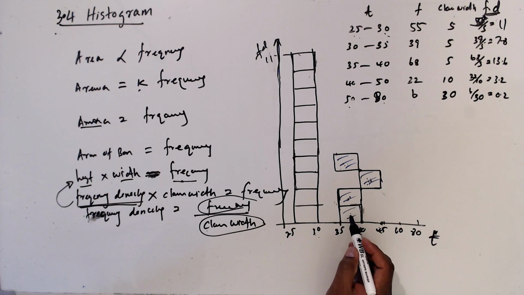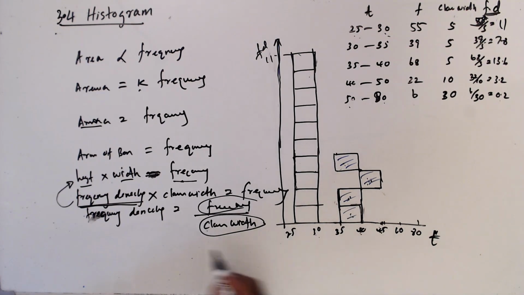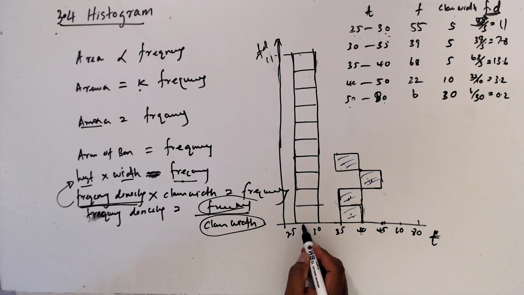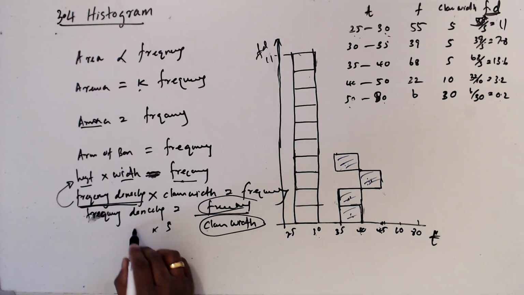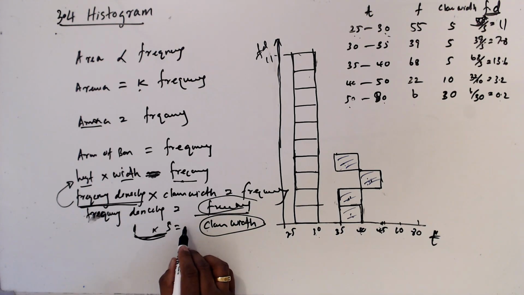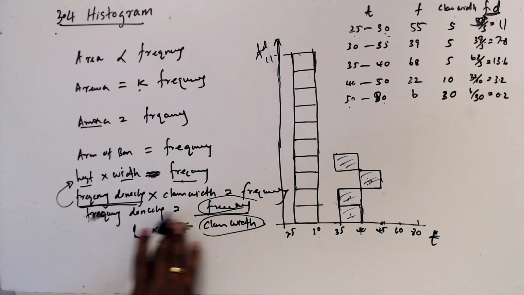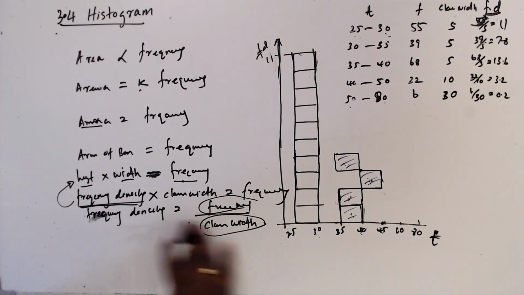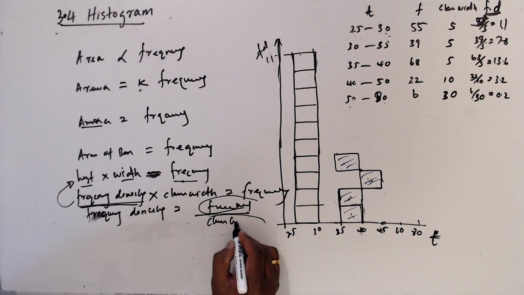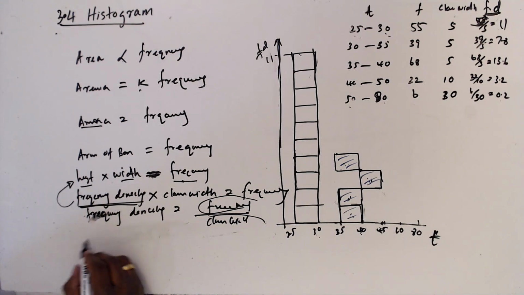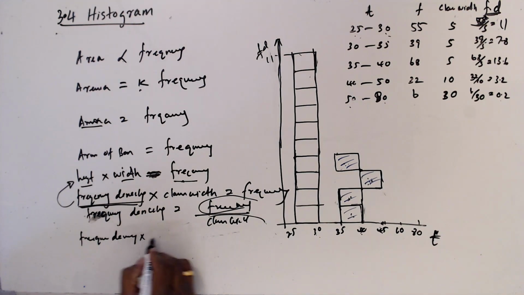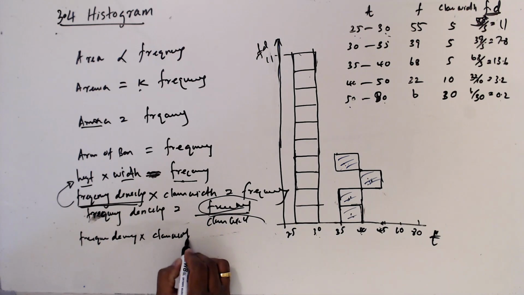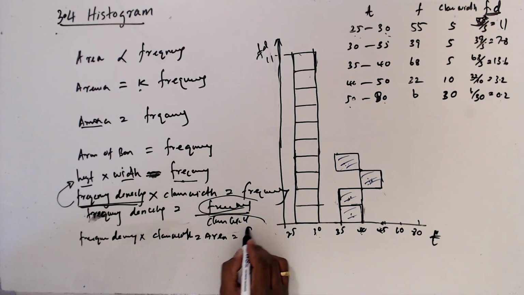So we need to find the frequency of one box. So class width is 5. Class width is 5 and frequency density is 1 box, and then 1 times 5, 5. So the one box, this is area, always class width. So better to have this equation: frequency density times class width equal area equal frequency.